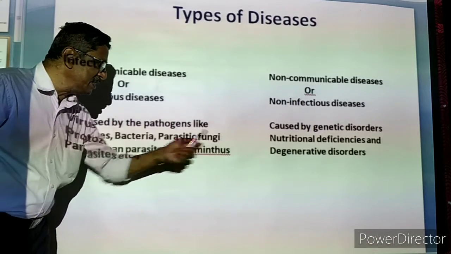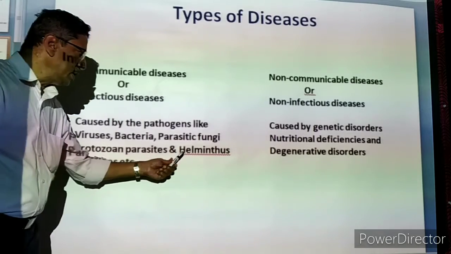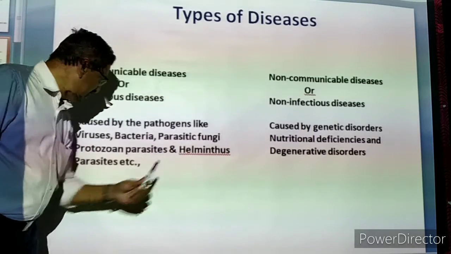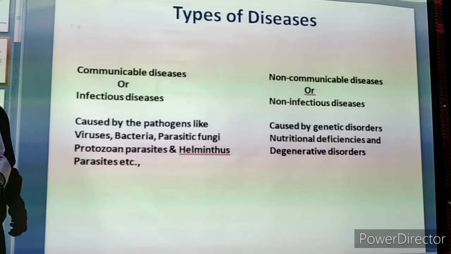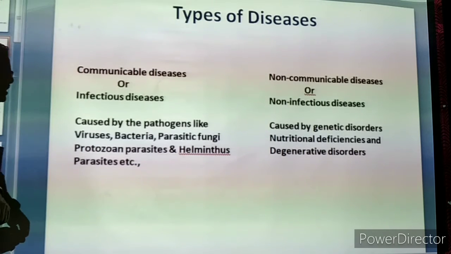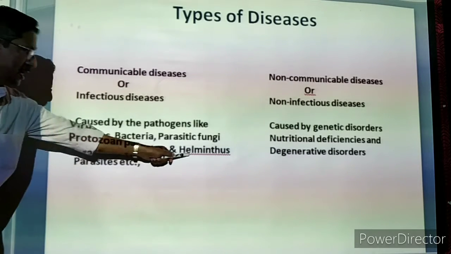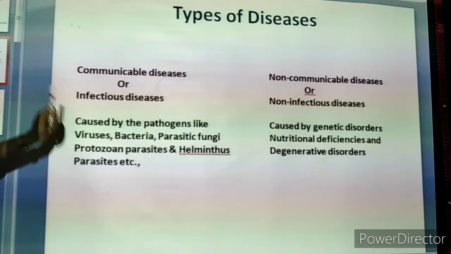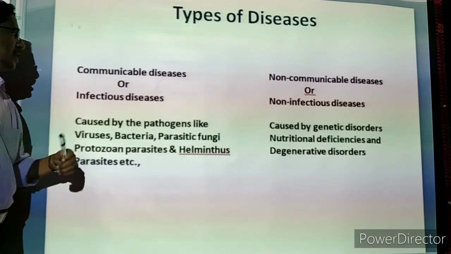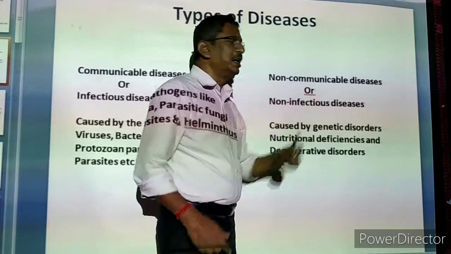And helminths. Helminths means worms. We can see them by naked eye. So they are macroscopic. Helminth parasites. They are also entering into our body, not all the worms, some worms, and they are causing diseases. All these diseases caused by these microorganisms and the macroorganisms are spreading from person to person, so communicable, otherwise infectious. Now we are coming to non-communicable diseases.